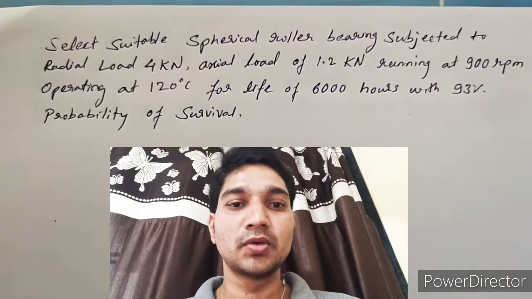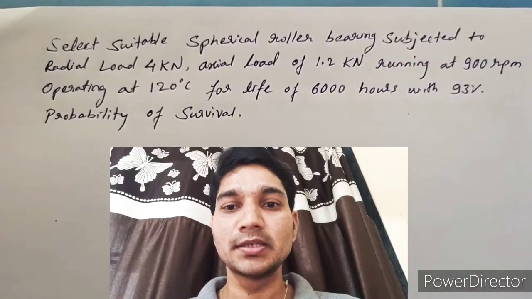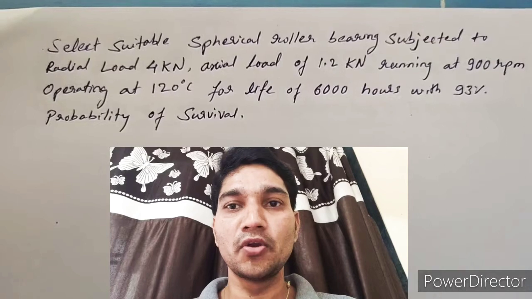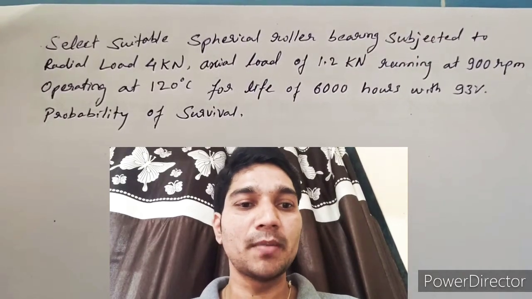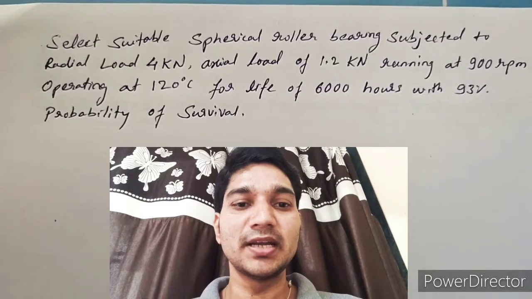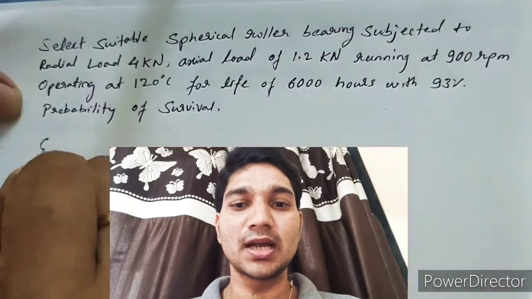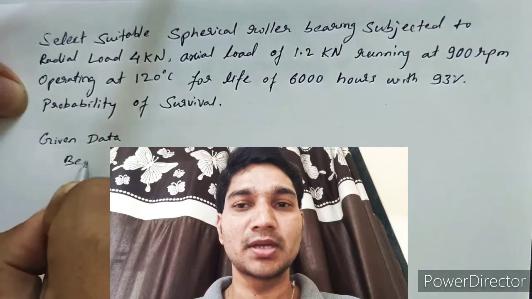Welcome everyone. Today we will discuss a numerical on spherical roller bearing. Select the suitable spherical roller bearing subjected to a radial load of 4 kN and axial load of 1.2 kN, running at 900 rpm, operating at 120 degrees centigrade, for a life of 6000 hours with 93% probability of survival.